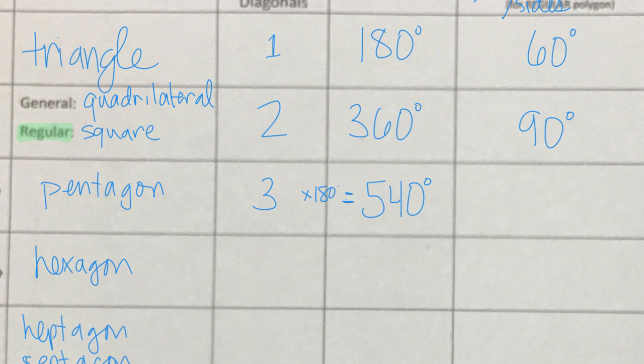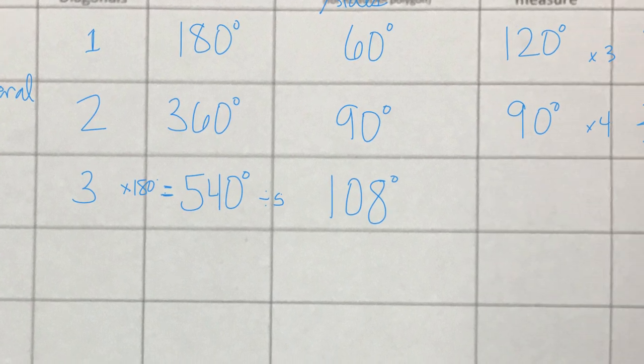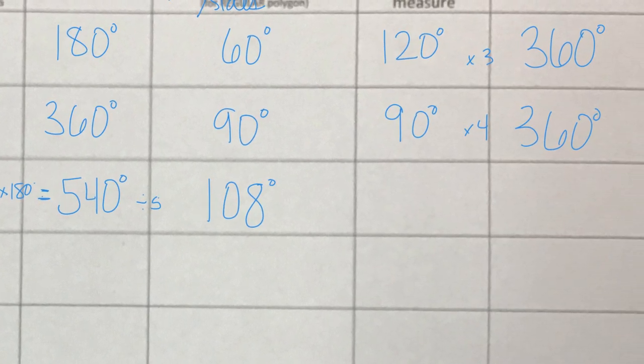And if you divide that by 5, the number of sides, what's 540 divided by 5? 108, right? 540 divided by 5: 40 divided by 5 is 8, and 5 divided by 5 is 1. So 108 degrees for an interior angle measure of a pentagon. And the exterior angle measure is 72, because 180 minus 108 is 72.